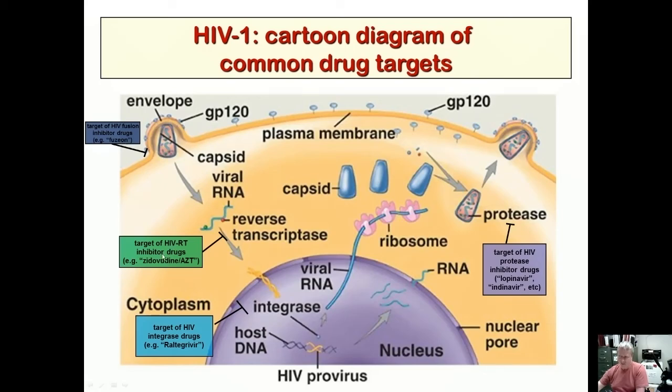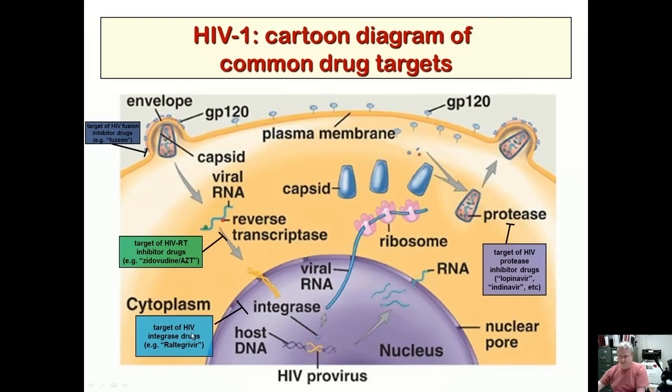HIV reverse transcriptase, of course, as we know, is the target of that drug we were just talking about, AZT, and it just blocks the growth of the single-stranded DNA chain, which eventually gets converted to a double-stranded DNA chain. So you can block that. It has some toxicity issues.